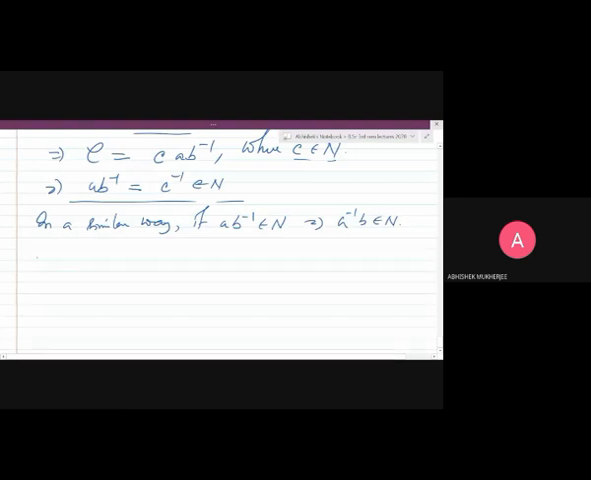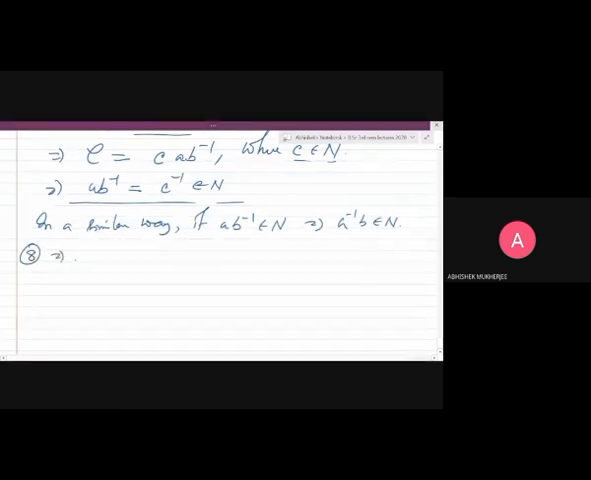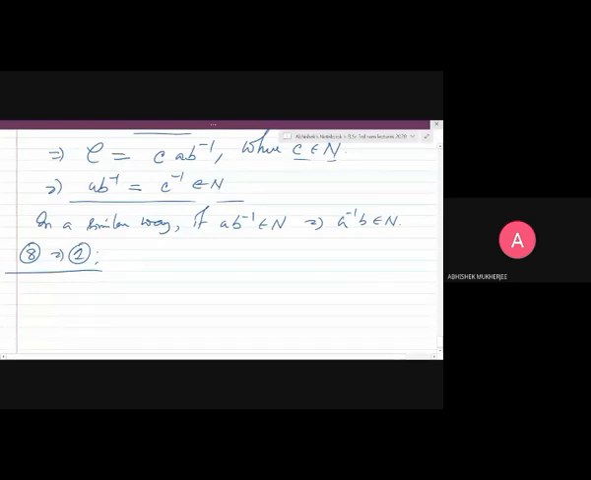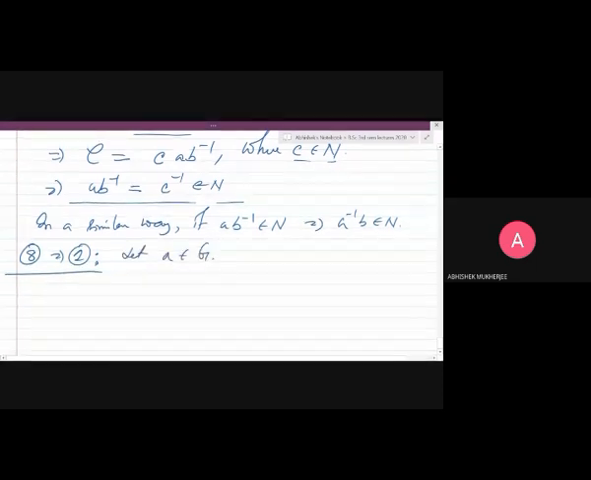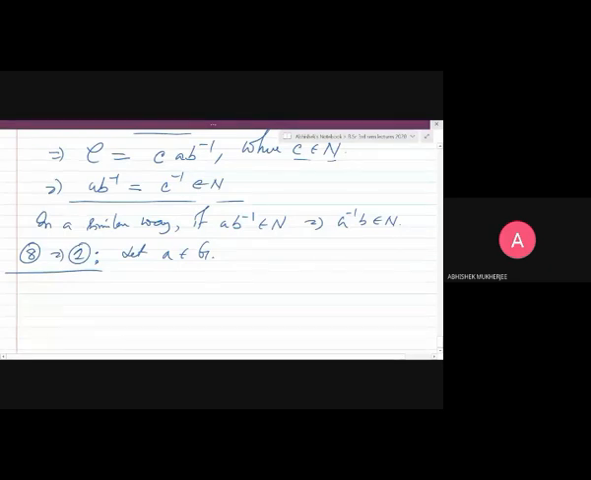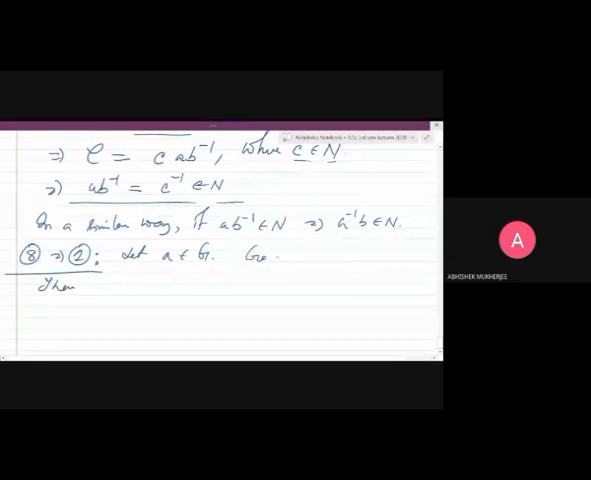And the last one, that is 8 implies 1. And with this one, I would like to end this session. So 8 implies 1. What we need to show is that N is a normal subgroup. That means every left coset is a right coset, or every right coset is a left coset. So let A belong to the group, any element. Okay? Then your goal is to show that N is going to be NA.